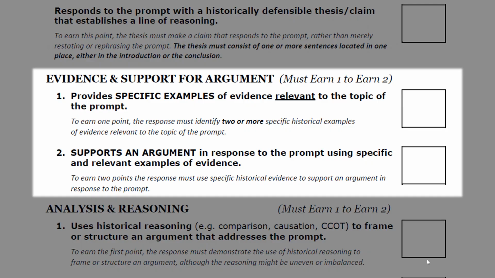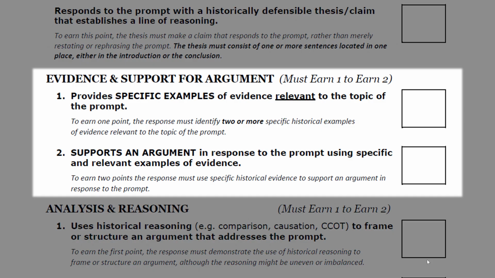Next, we want to make sure that we have evidence and support for our argument. Now, for the first point here, you'll provide specific examples of evidence relevant to the topic of the prompt. And all you've got to do here is have 2 or more specific historical examples relevant to the prompt. And then there's the second point. Now, the second point, in order to earn this, the first point must be earned. You must have specific examples relevant to the prompt before you can use evidence to support an argument in response to the prompt using specific and relevant examples of evidence.